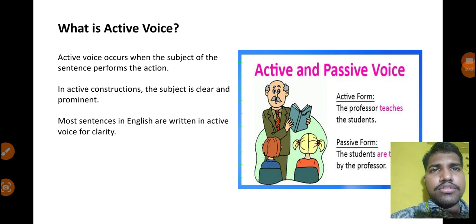What is active voice? Active voice occurs when the subject of the sentence performs the action. In the active construction, the subject is clear and prominent. Most sentences in English are written in active voice for clarity.